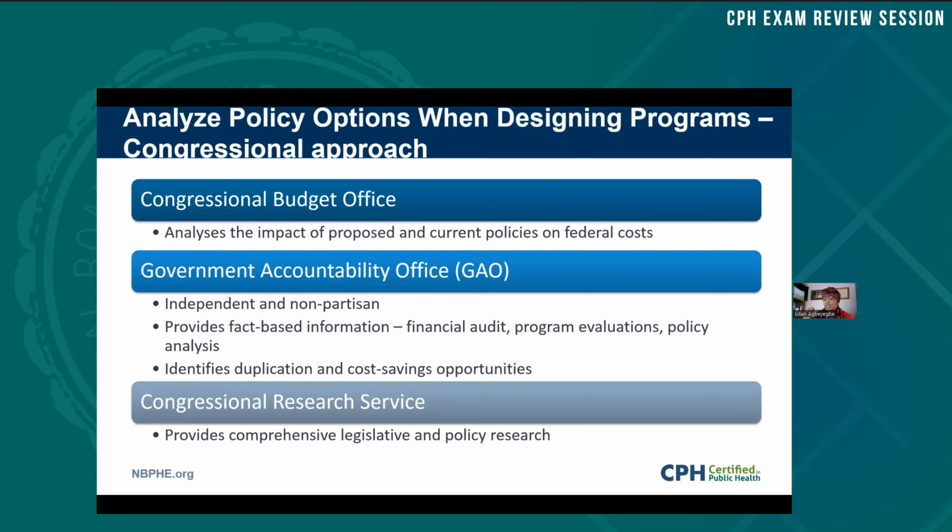Another way of analyzing policy, the way I described was for programs, but there's also the congressional approach. The way Congress approaches policy options is they look at the budget office, at what the current costs are and how this new policy is going to impact them. There's also the Government Accountability Office, which is an independent and non-partisan office. So it doesn't matter whether you're Republican or Democrat. What they do is provide fact-based information to Congress. They say, this is what the evaluation is saying about this sort of program, and actually, we found that this program already exists, or you can save money if you implement this program like this. They provide all of this guidance to Congress to say whether Congress can adopt a policy or not. This information is helpful at the congressional level.